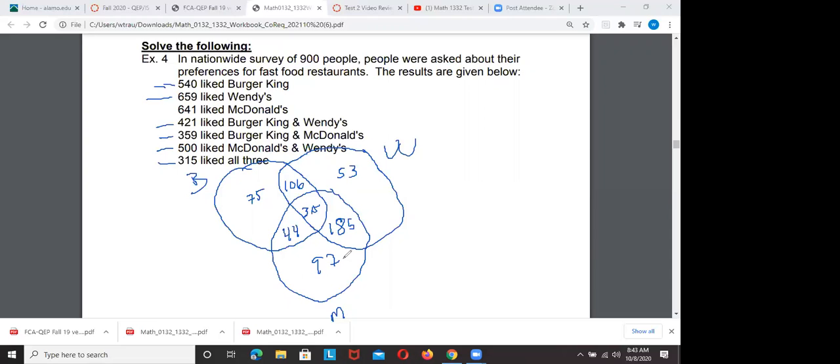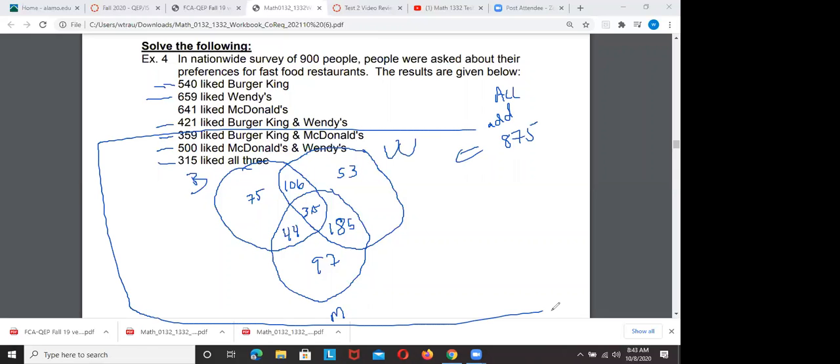75 plus 106 plus 53 plus 44 plus 315 plus 185 plus 97. And there we go. So they all add up. We counted something twice before. All of those add up to 875 in my universal set. There should be 900 in the universal set. We have 875 in the circles, and then we have 25 that are not.